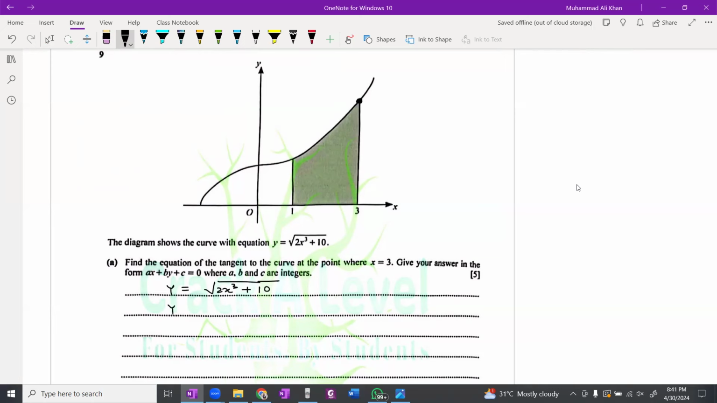The differentiation of an under root thing is 1 upon twice the square root. So it is 2 times under root 2x cubed plus 10, and write the derivative of the thing under the root in the numerator. So it will be 6x squared. So here it is 2, 3s are 6. So 3x squared over under root 2x cubed plus 10. Replace x with 3 and get the value of the gradient of the tangent. If you replace x by 3, the answer is 27 over 8.